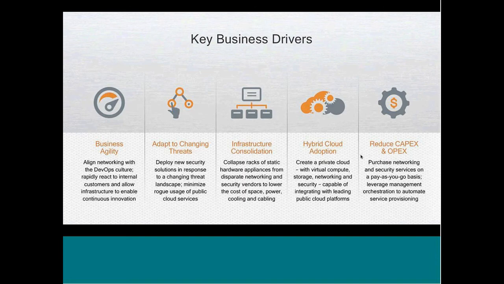While those 4 pillars of IT are changing, the higher level business drivers for all your businesses is completely different. Your companies are trying to do these 5 things. These are 5 business drivers for your organizations. Number 1 is business agility. All of you want or are looking for business agility. You want to align your networking with the DevOps culture that the application teams have. You want to be able to react quickly to internal customers as well as external customers so that your infrastructure is agile.